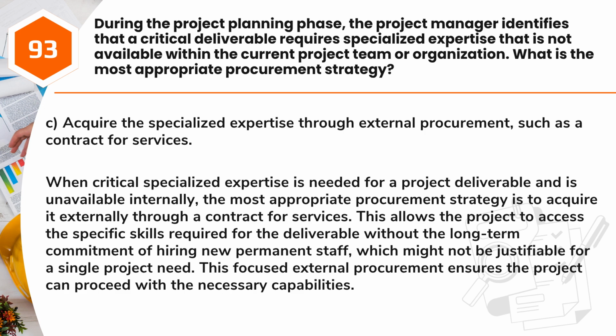Answer: C. Acquire the specialized expertise through external procurement, such as a contract for services. When critical specialized expertise is needed for a project deliverable and is unavailable internally, the most appropriate procurement strategy is to acquire it externally through a contract for services.